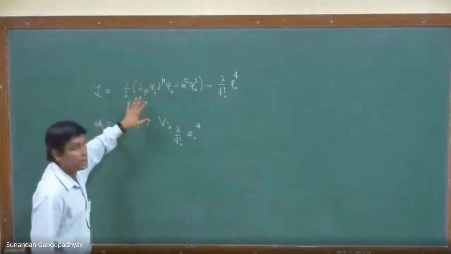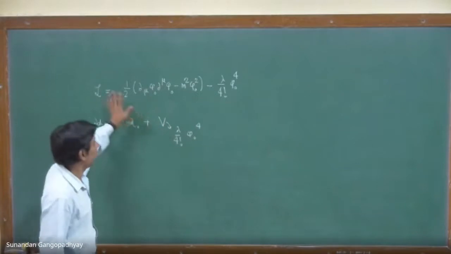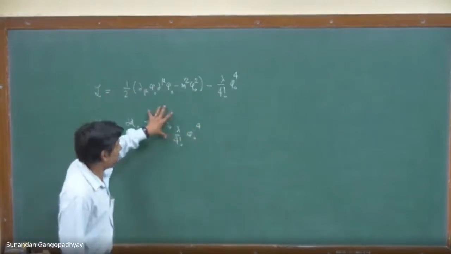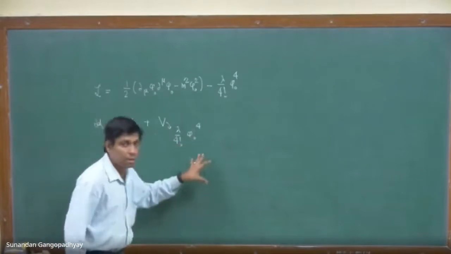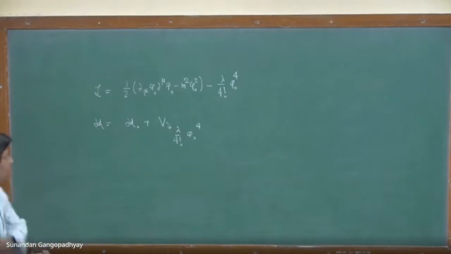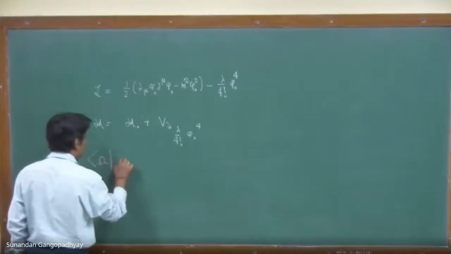Basically, you know what it is. It is half of pi square plus grad phi square. You get it by making a Legendre transform. And the V part, which is the interaction part, is basically lambda by 4 factorial phi naught to the power of 4. And once again, what we aim at calculating is the following.